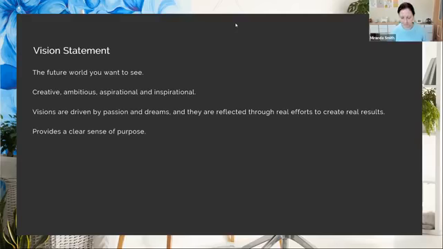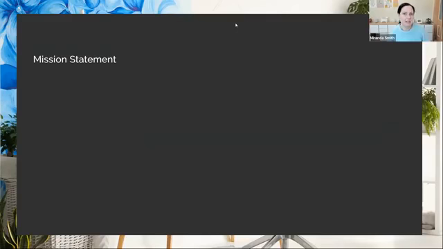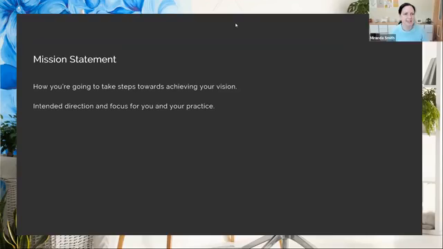Then when it comes to your mission, it's really the steps that you can take as an individual practitioner, as a practice owner, on a day-to-day basis to take steps towards achieving that ultimate vision. So it's how you're going to take steps towards achieving your vision, which we just said. And it's intended to provide direction and focus for you and your practice.